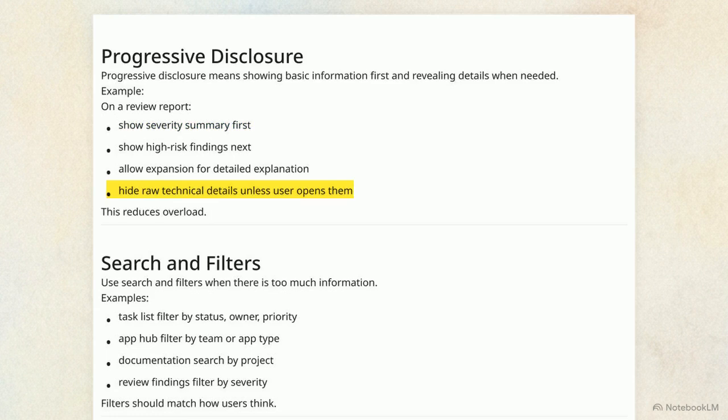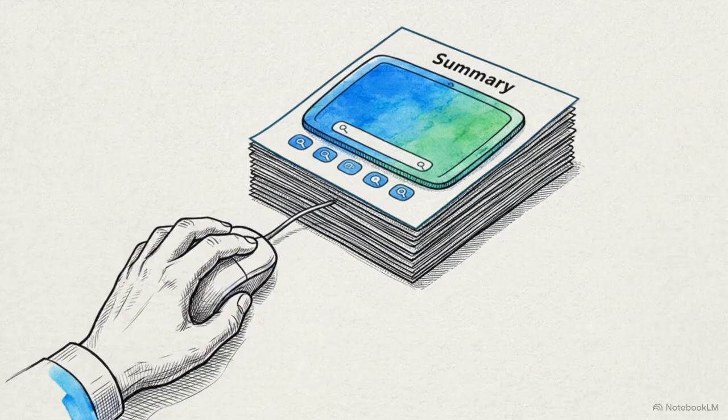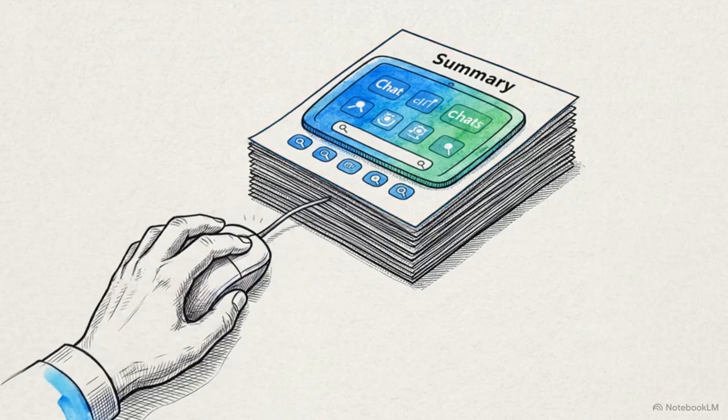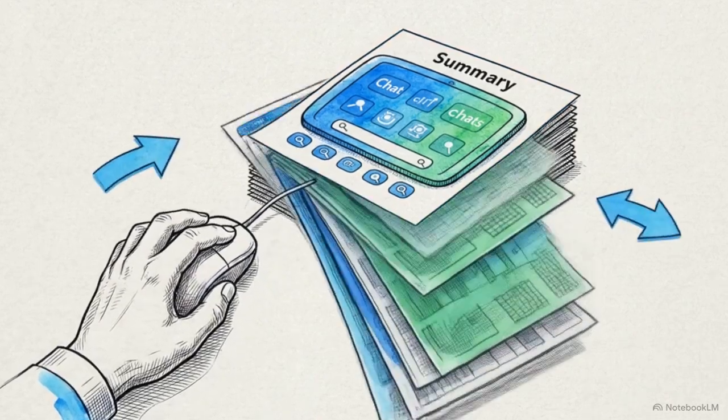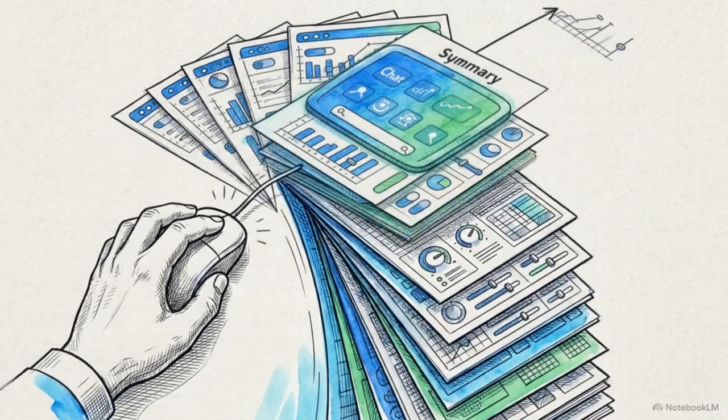Even when using AI agents to generate layouts, this section highlights that they require strict context. Without clearly defined user roles, workflows, and navigation roles, an agent will default to generic, unhelpful page structures. Enforcing a strict page hierarchy and actively hiding secondary details prevents cognitive overload right at the exact moment the user needs to execute an action.